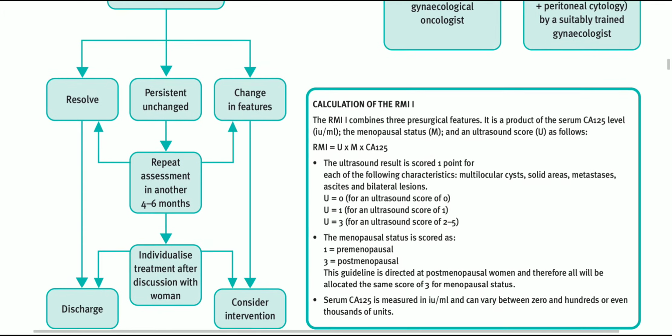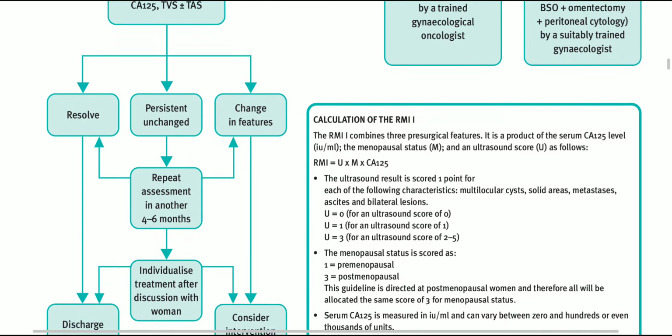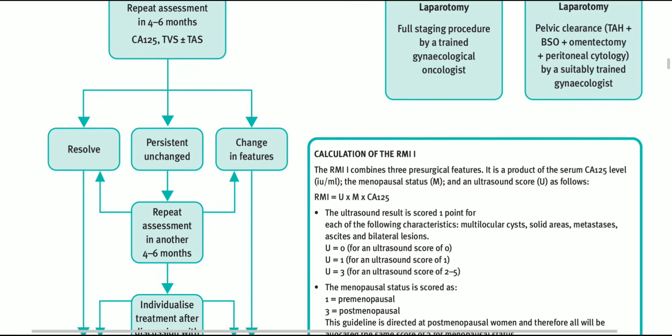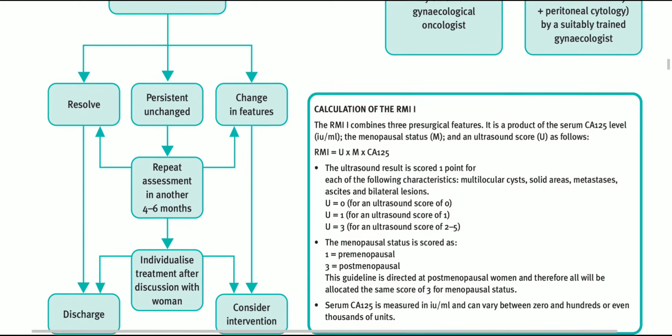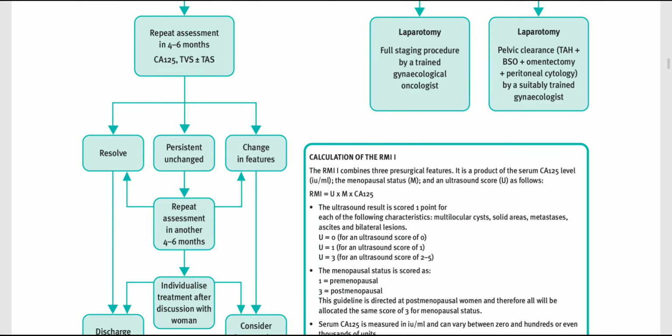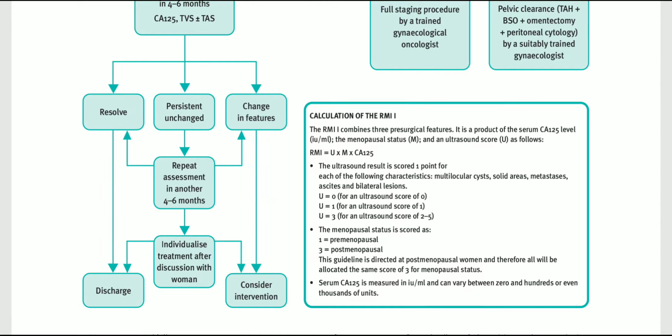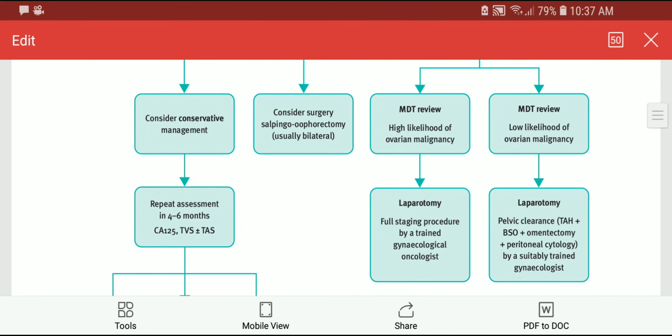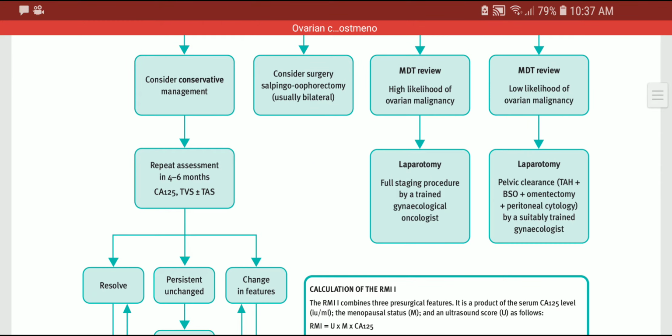If it resolves, then we discharge the patient. If it is persistent or unchanged, then we have to repeat assessment in another 4 to 6 months. And if it persists further, then individualized treatment after discussion with the woman. But if there is some change in the features, then we have to consider intervention. So that was about the conservative management.